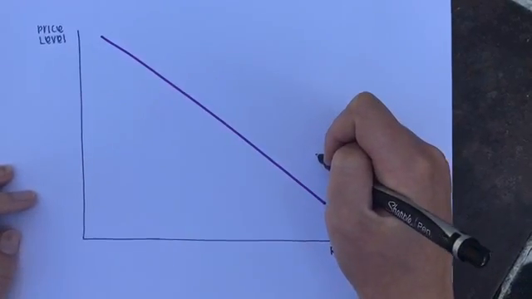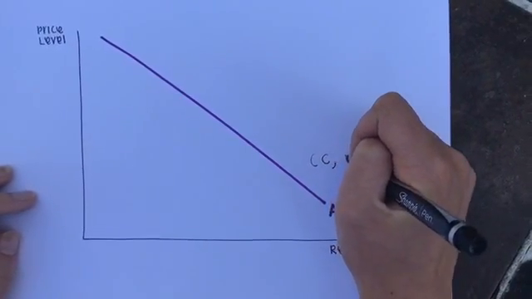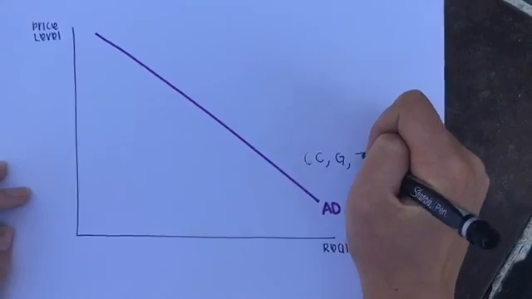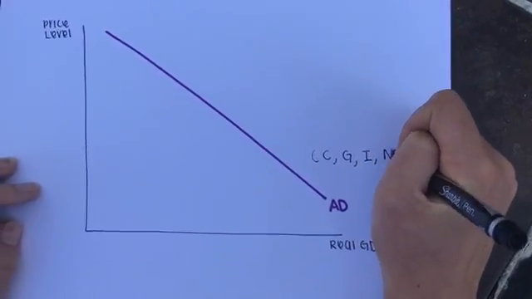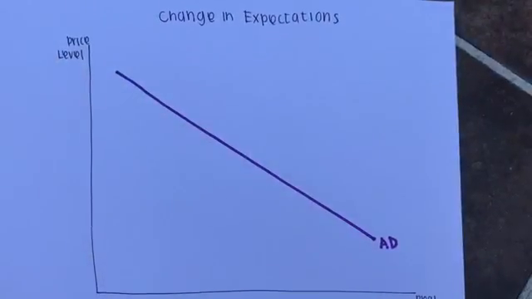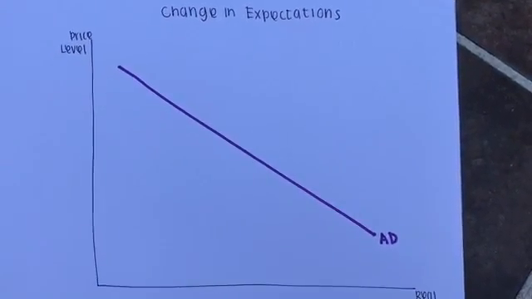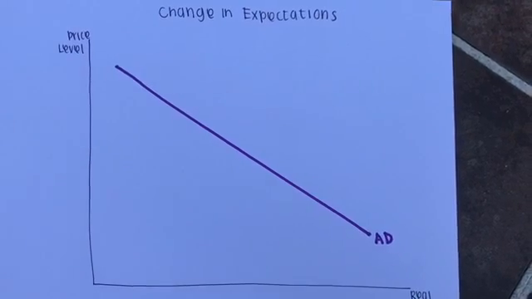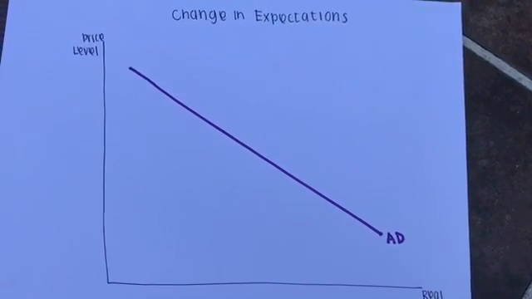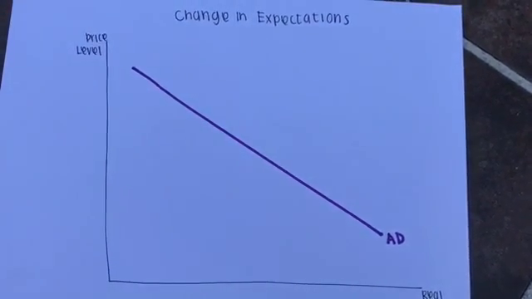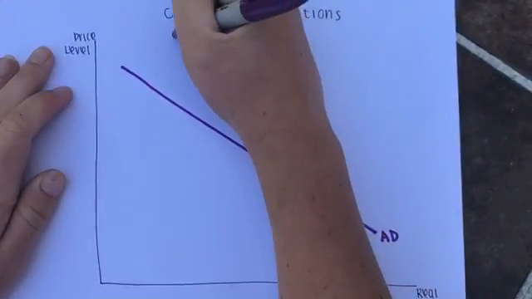The aggregate demand curve consists of consumption, government spending, investments, and net exports. Aggregate demand shifts due to changes in expectations, changes in foreign variables, and government policy. Let's start with an example of expectations. If a household is optimistic about their future income, they are more likely to increase investments. This then shifts aggregate demand to the right.